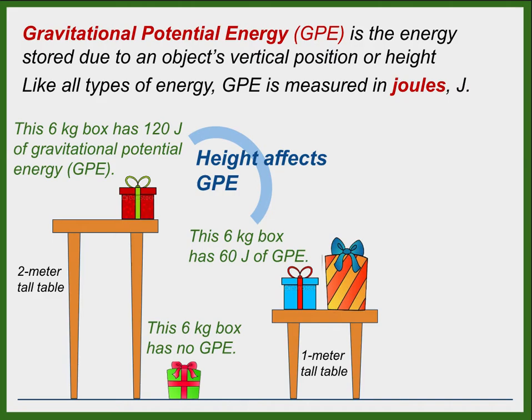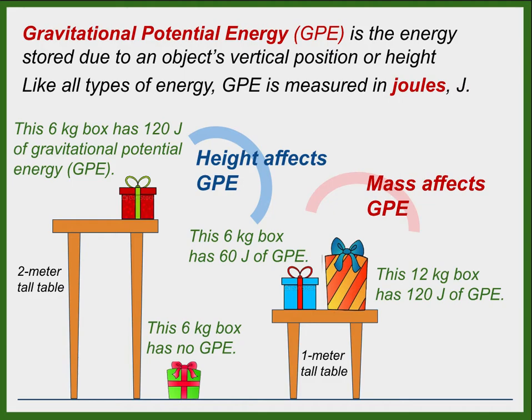Now if we look again at this blue box and we compare it to this orange striped one, the orange striped one has twice the mass. It has a mass of 12 kilograms, but it's at the same height as the blue box. That doubling of the mass also doubles the energy. So height and mass are two things that are going to affect the gravitational potential energy.